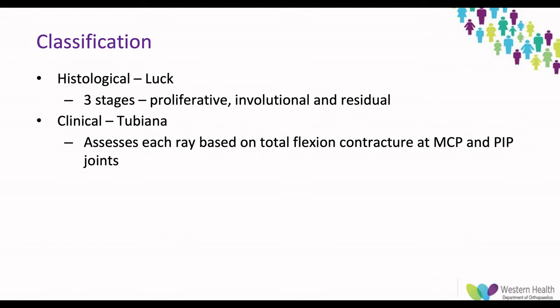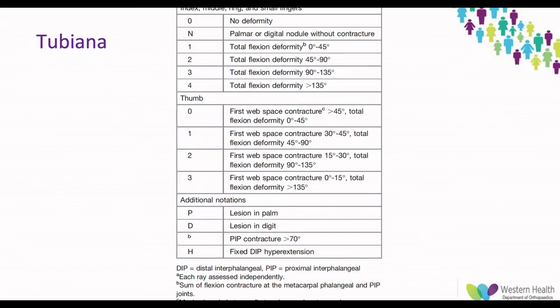It includes a modified staging system for the thumb that incorporates the degree of first web space contracture, and there is also additional notation that localizes the lesion to the palm or the digit, which highlights extensive contracture at the PIP joint and hyperextension at the DIP joint, and it also accounts for postoperative changes. Here we can see the Dupuytren classification in further detail.